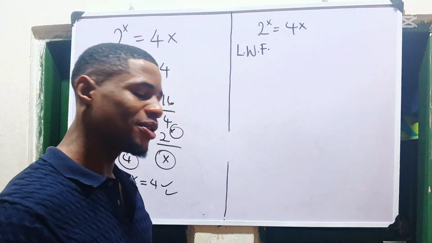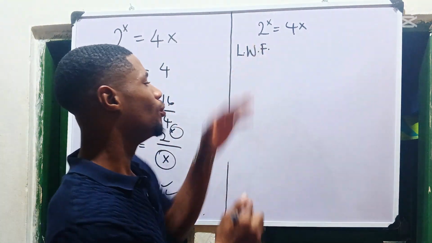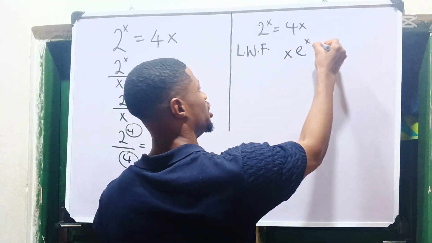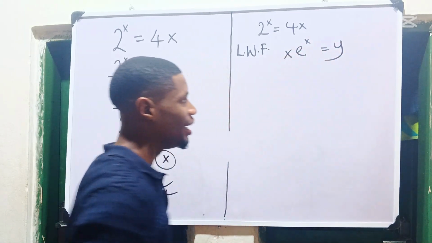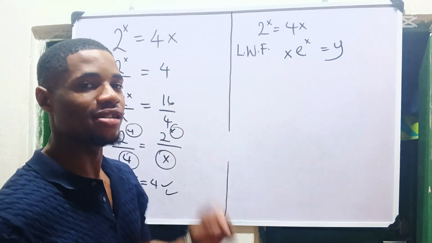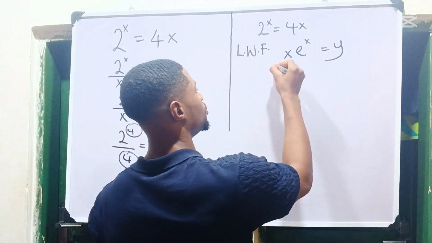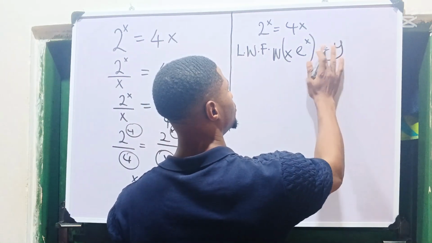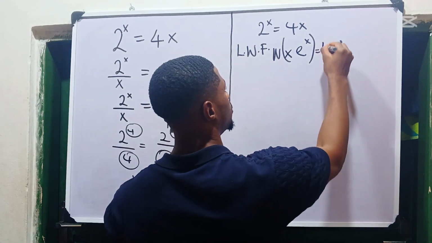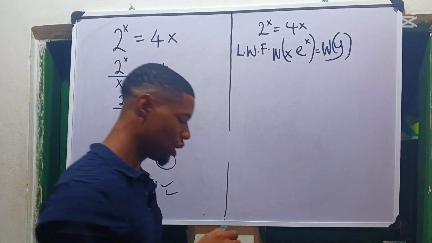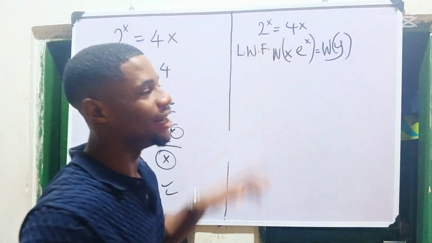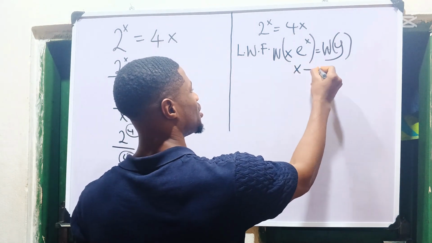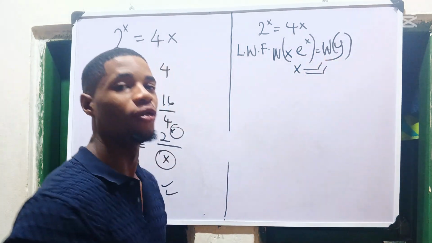Alright? What this Lambert's W formula simply states is that when we have a function x e to the power of x to be equal to y, it says that we should take the product log of both sides. The product log is simply denoted by W. So you say W of this side is equal to W of this other side. W of this side now, according to Lambert's W formula, is equal to x. Hence, x becomes equal to W of y.